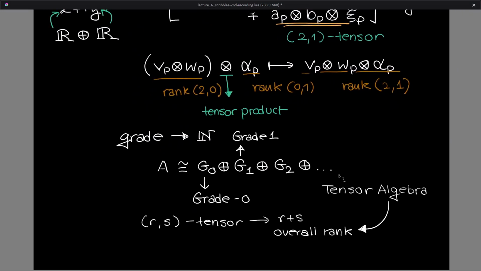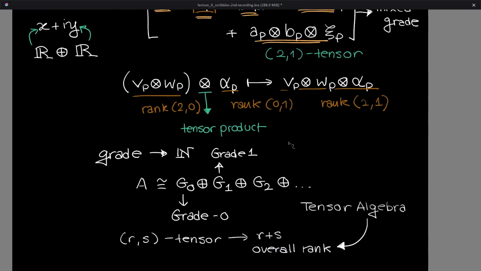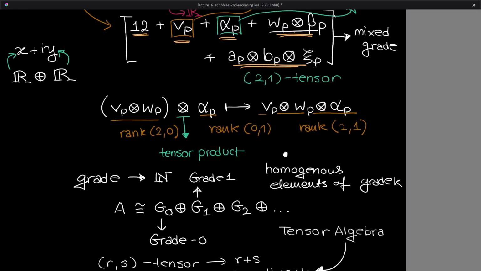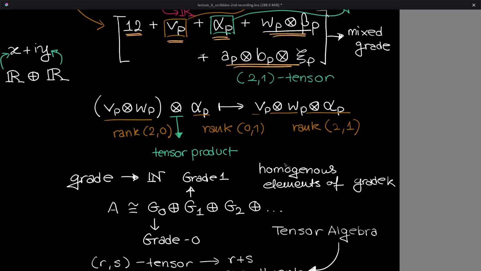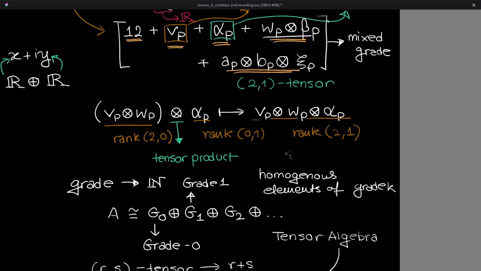But then you can also have homogeneous elements of grade K. Think of these as homogeneous polynomials. So let's say VP tensor alpha P plus VP tensor WP. This would be a homogeneous element, and this one would be grade 2.